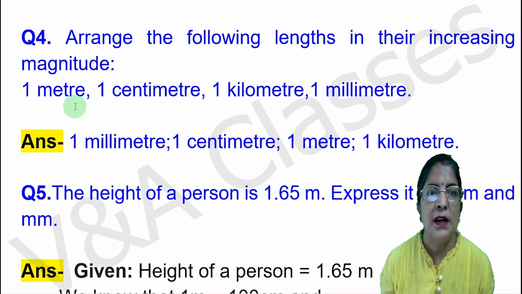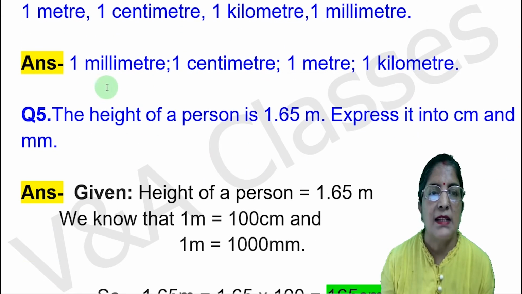Now next question. Arrange the following lengths in their increasing magnitudes. 1 meter, 1 centimeter, 1 kilometer, 1 millimeter. इन सबको कह रहा है increasing magnitude में arrange करने के लिए. Answer, 1 millimeter, then 1 centimeter, then 1 meter, then 1 kilometer.